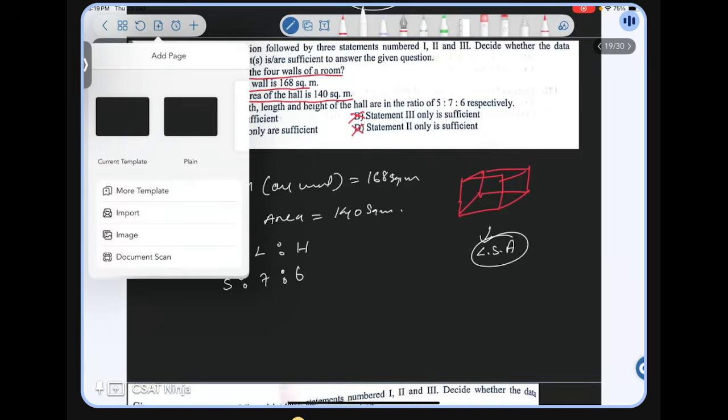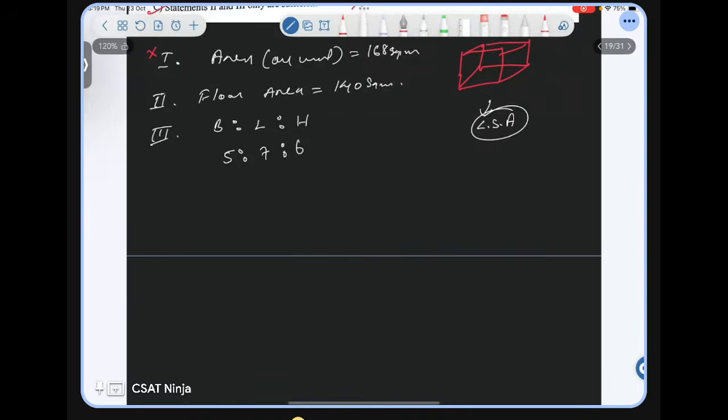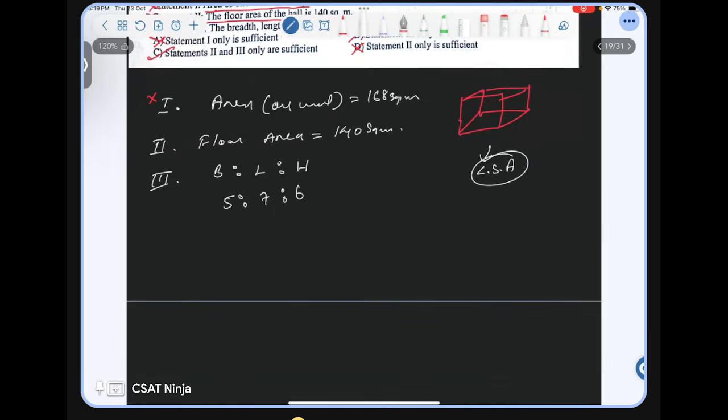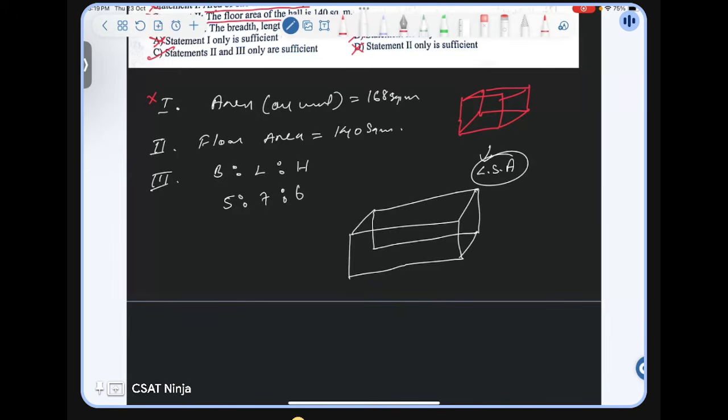But as of now, let us try something. Let's try to understand this. If you have a rectangular box, let me throw a box here. If I have a rectangular box like this, then in this case, we know length, which is 7, breadth, which is 5, and height is 6.